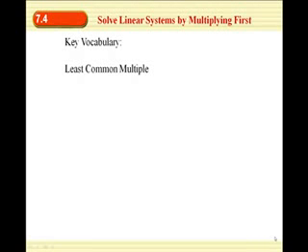Alright, Algebra 1 7.4, this is page 451 in your book. It kind of goes along the same lines of what we just got done doing. You know, not everything is as easy as the numbers being exactly the same. So let's talk about the least common multiple, LCM.